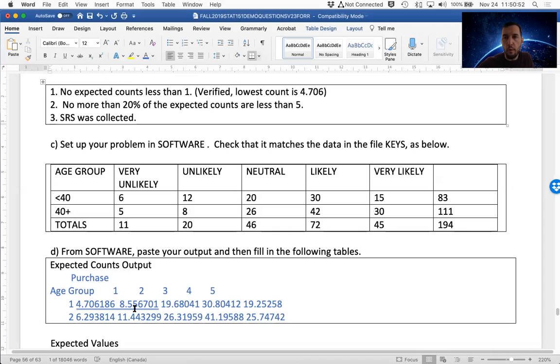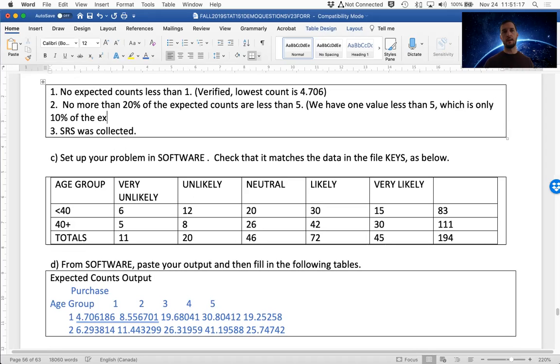Okay, so we have 10 values here. What we are basically asking is that no more than 2 of the 10 values are less than 5. So we have one value less than 5, which is only 10% of the expected counts. So this is verified as our cutoff is 20%. And then SRS being collected is verified from the experiment.